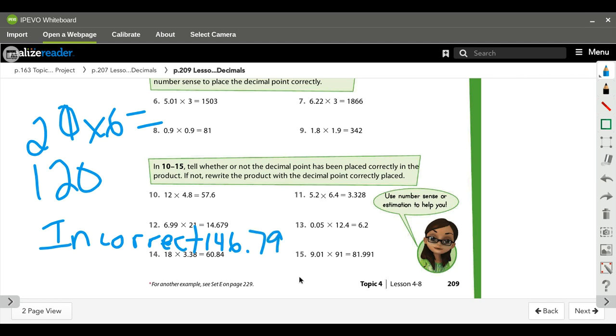So that's how you're going to answer the problems in 10 through 16. You're going to tell me whether it's correct or incorrect. If it's incorrect, you rewrite your decimal. You've finished both parts of your independent practice. You need to make sure that you do all parts of your math practices and problem solving. And then I have your quick check from yesterday that will also need to be done.